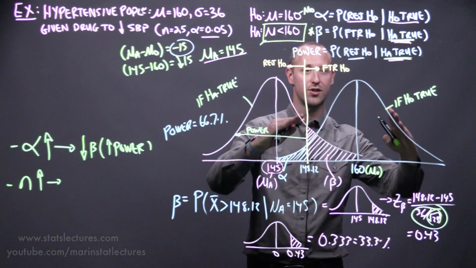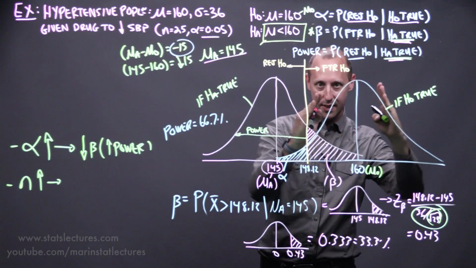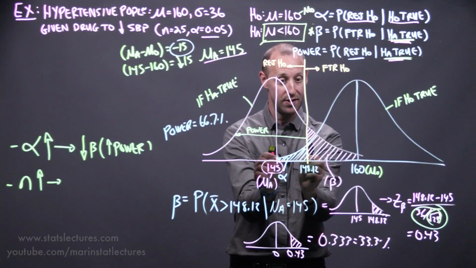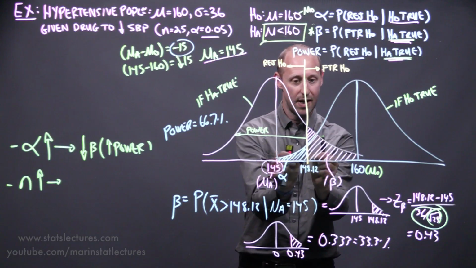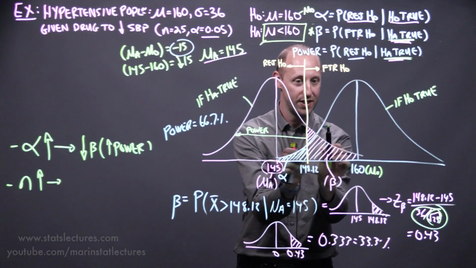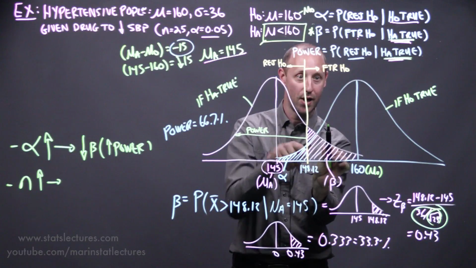Okay. With a larger sample size, the standard error is going to become smaller. This curve is going to tighten up a bit. Right? This blue area is still going to be 5%, holding alpha constant. So what's going to happen? As we shift this over, right, our rejection line is going to shift over. We're going to have a smaller beta or a higher power.